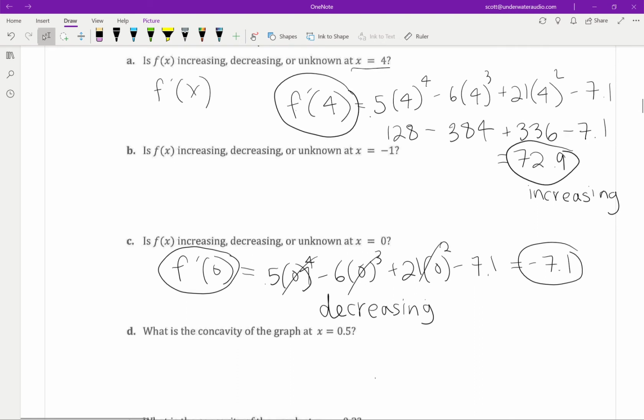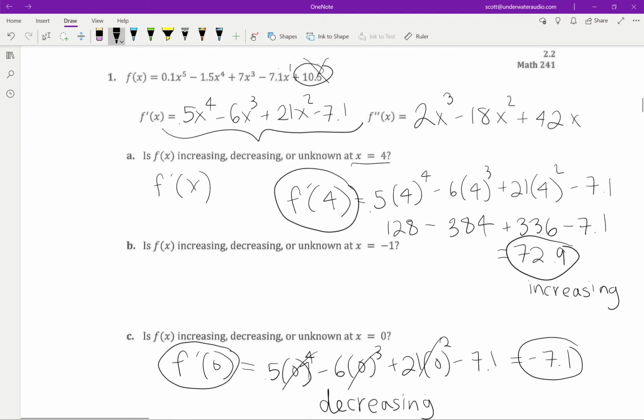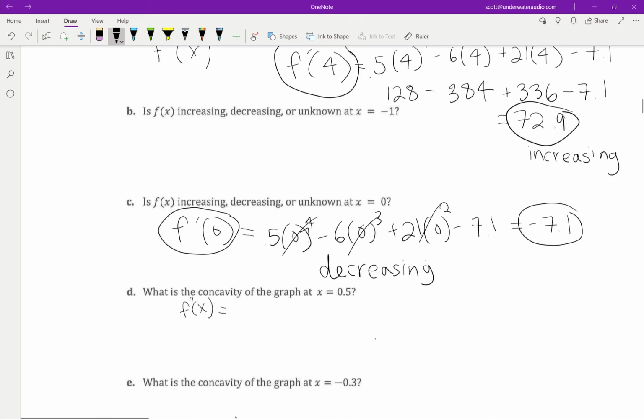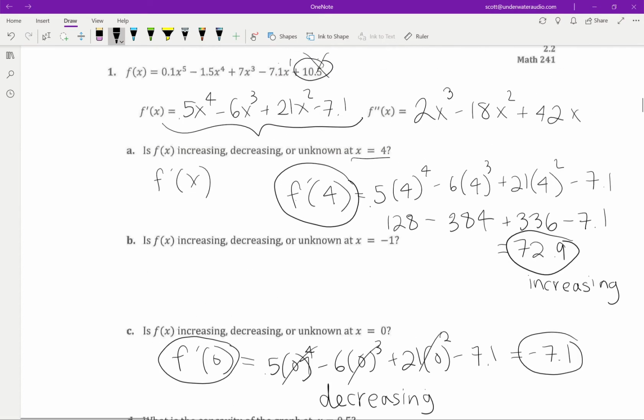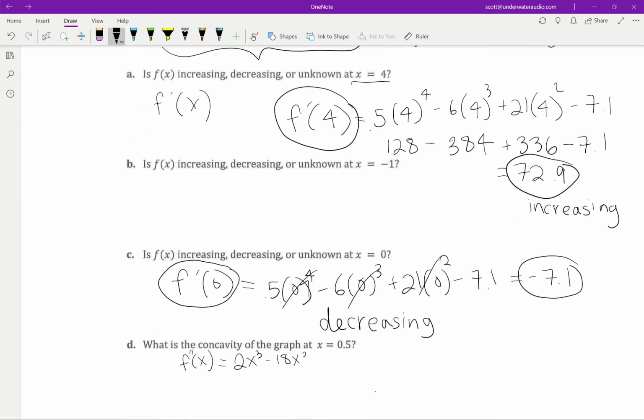Right, part D. What is the concavity of the graph at x equals 0.5? So concavity means I need to look at the second derivative, which, let's write it again because it's off the screen. The second derivative is 2x cubed minus 18x squared plus 42x.